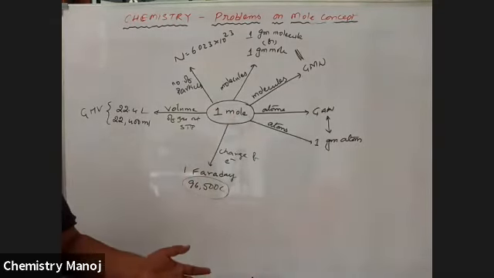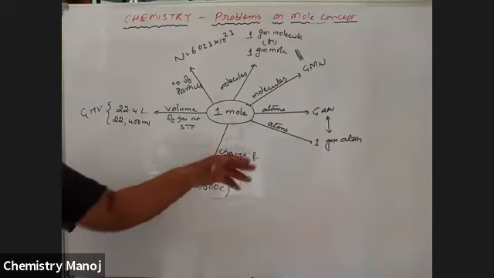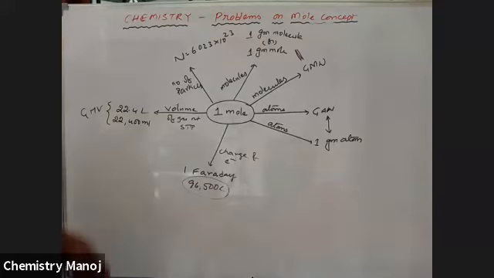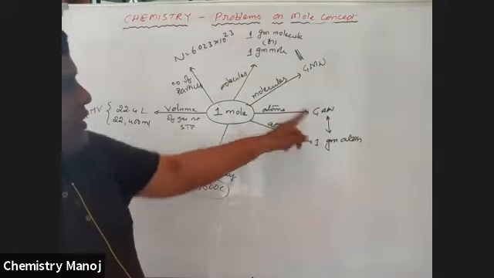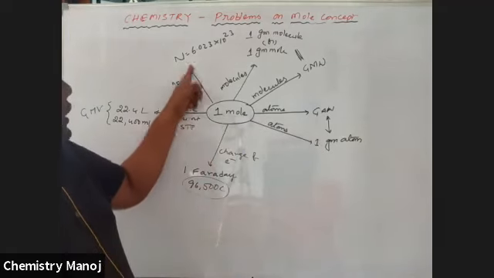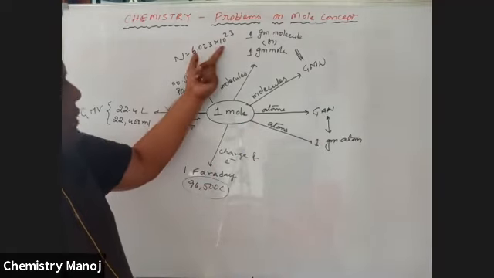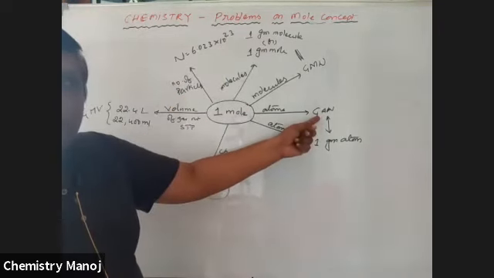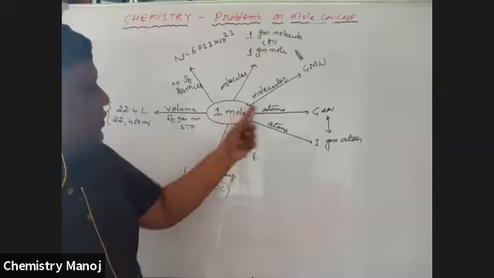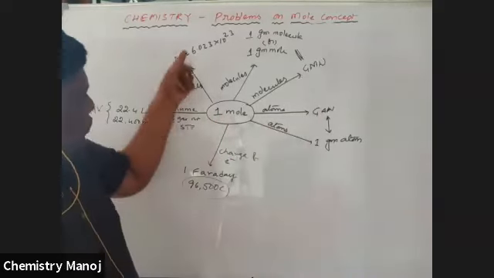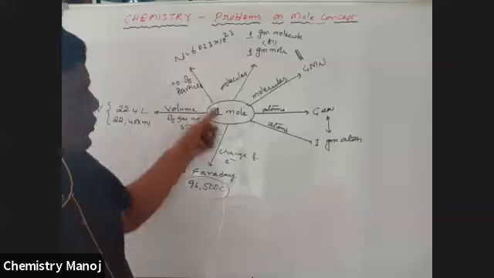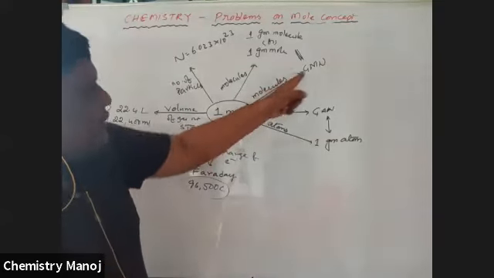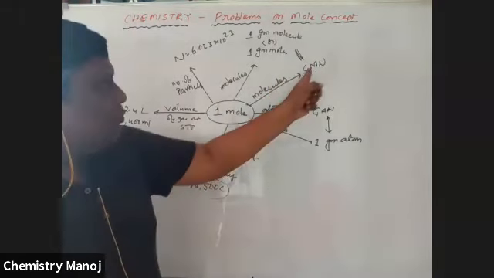Whatever you want to compare, that comparison is very, very important. For example, gram atomic weight is equal to 1 mole. 1 mole contains Avogadro number of atoms. That means the weight of Avogadro number of atoms is equal to gram atomic weight. Like that, the weight of Avogadro number of molecules is equal to gram molecular weight.